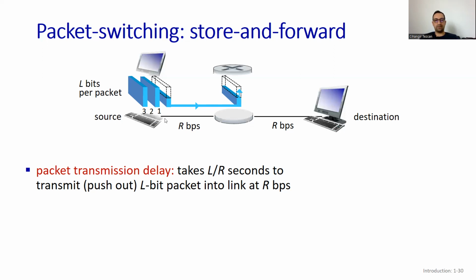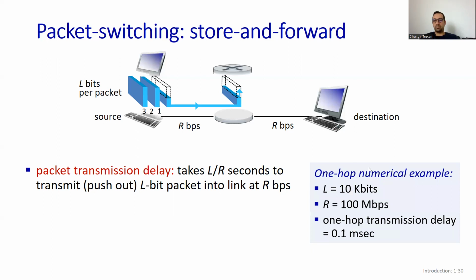Here we're assuming that our links can transmit R bits per second. So packet transmission delay takes L divided by R seconds to transmit. In other words, push out an L-bit packet into the link at R bits per second. So, one hop numerical example. Here in our example, L is 10 kilobits, R is 100 megabits per second. So one hop transmission delay is L divided by R, which is 0.1 milliseconds. Okay.